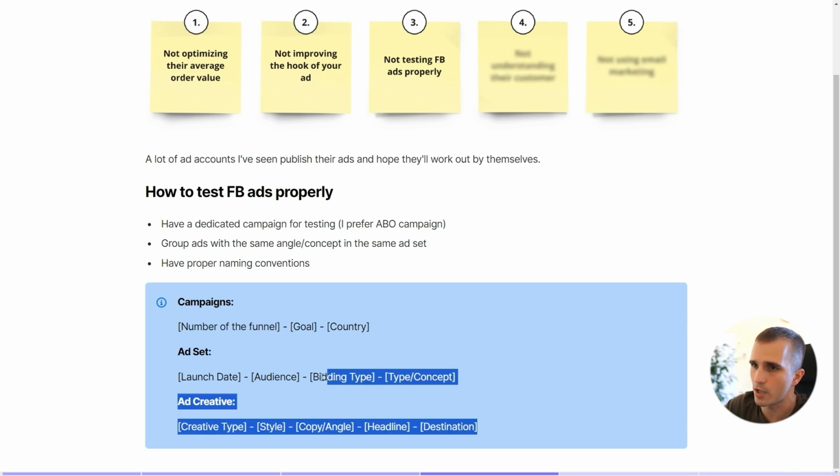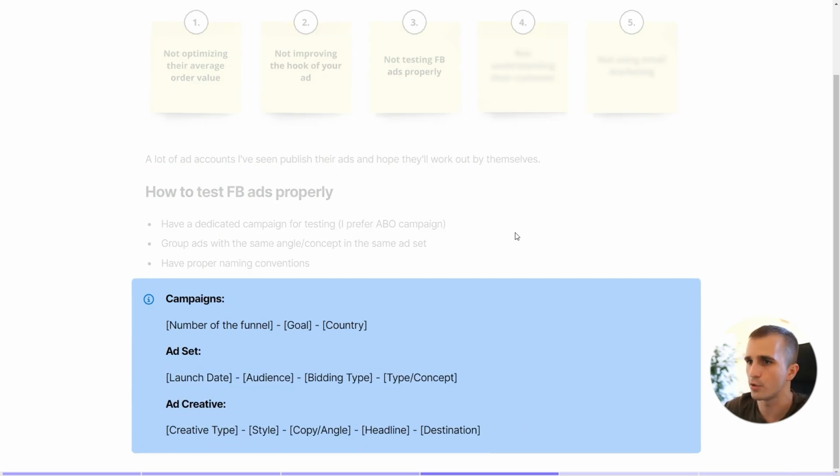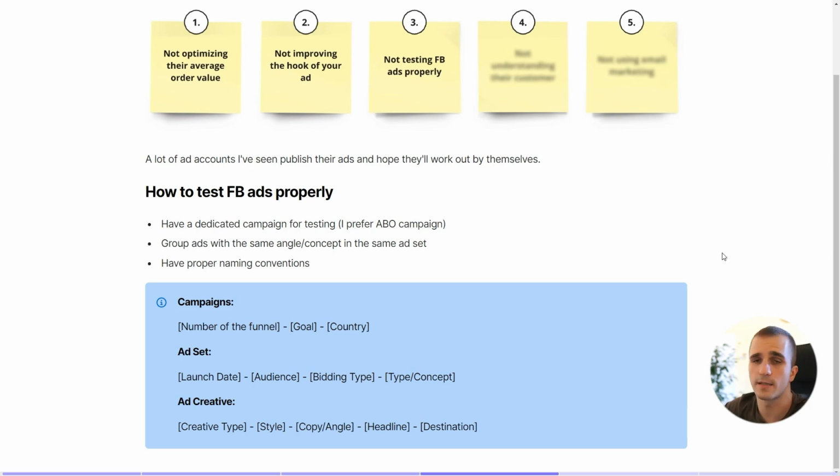This is the structure that we use at Seven Ecom. You can just screenshot it and implement it on your store as well. So that's the third point here: always test your Facebook ads properly.